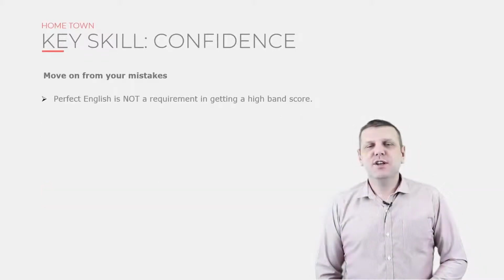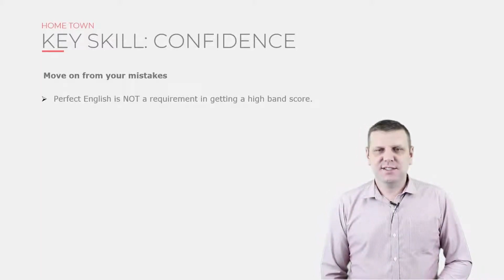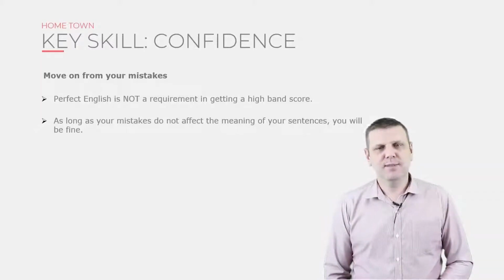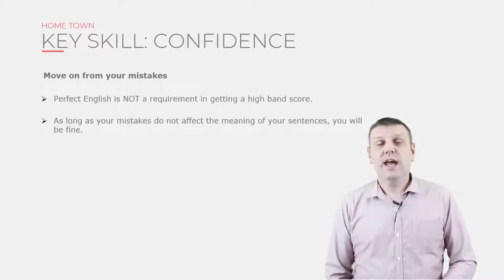Perfect English is not a requirement in getting a high band score. It's normal to make mistakes. As long as your mistakes do not affect the meaning of your sentences, you'll be fine. The highest band score possible in IELTS is band 9, however most institutions do not require this score, which means they're not looking for a perfect English.